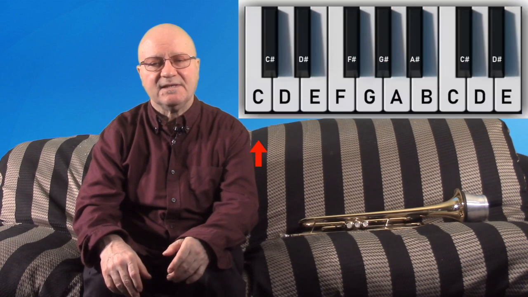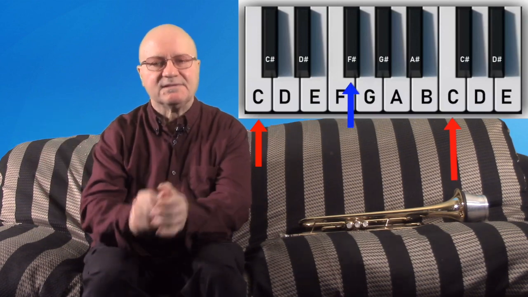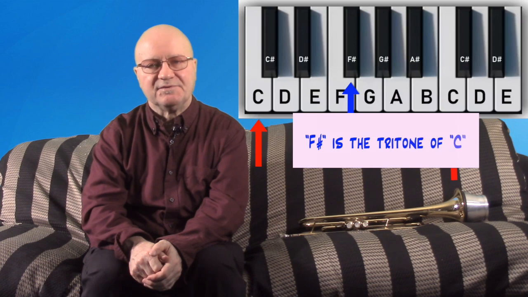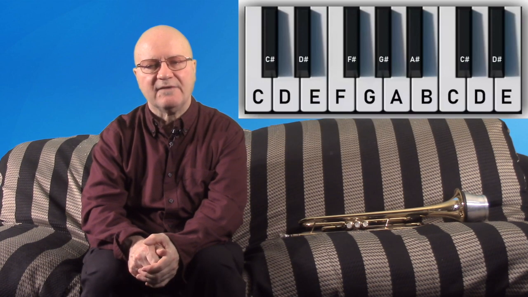If you took a C on the piano and then a C an octave higher, right in the middle is an F sharp. F sharp is the tritone of C. A tritone is exactly 1/2 of the way in between an octave.